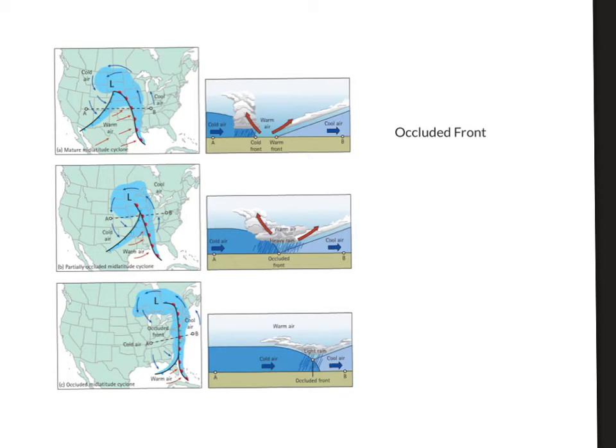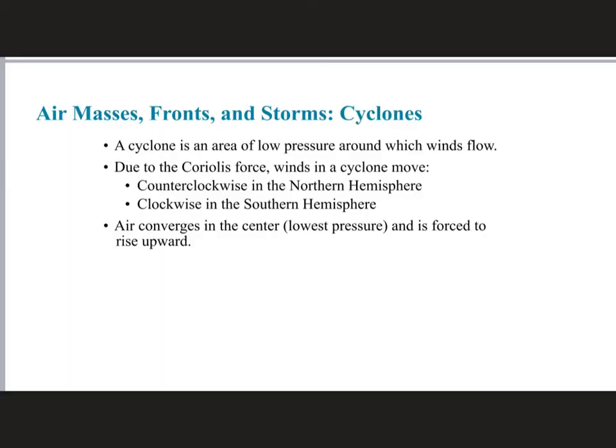Now the next thing we want to talk about is a cyclone. A cyclone is an area of low air pressure around which winds flow. Now, due to something called the Coriolis force, winds in a cyclone move counterclockwise in the northern hemisphere and clockwise in the southern hemisphere. So what does that mean, the Coriolis force?